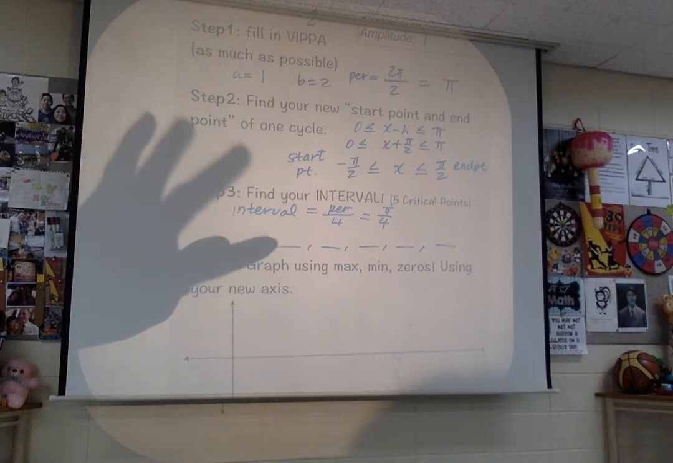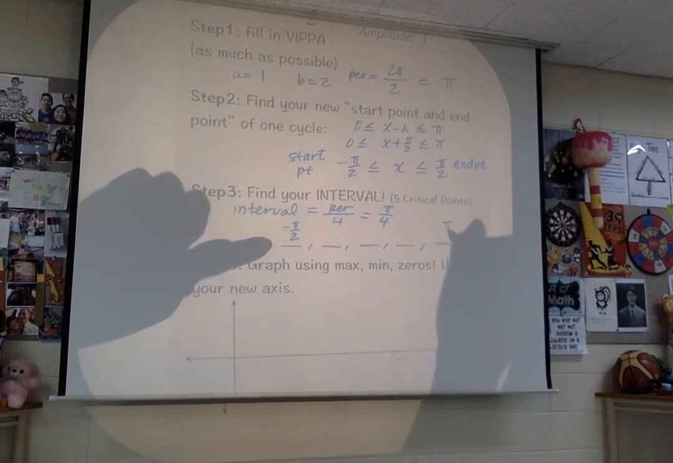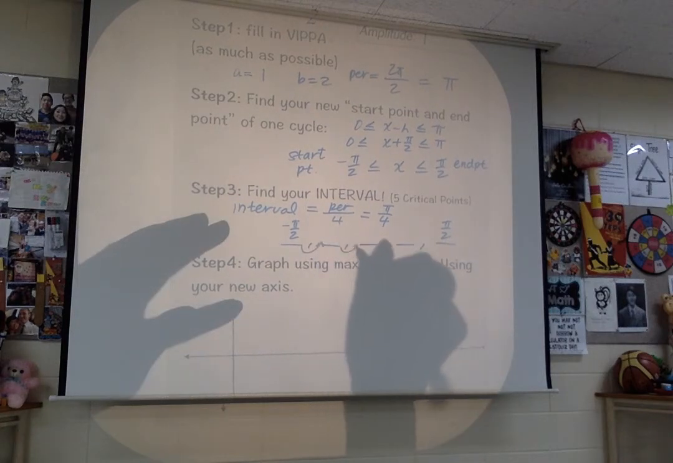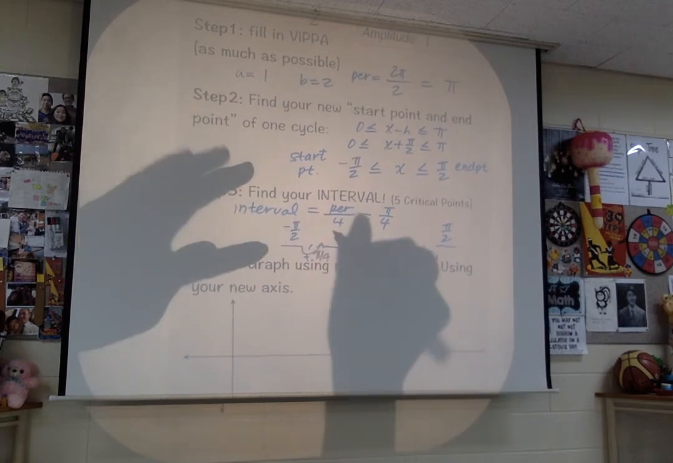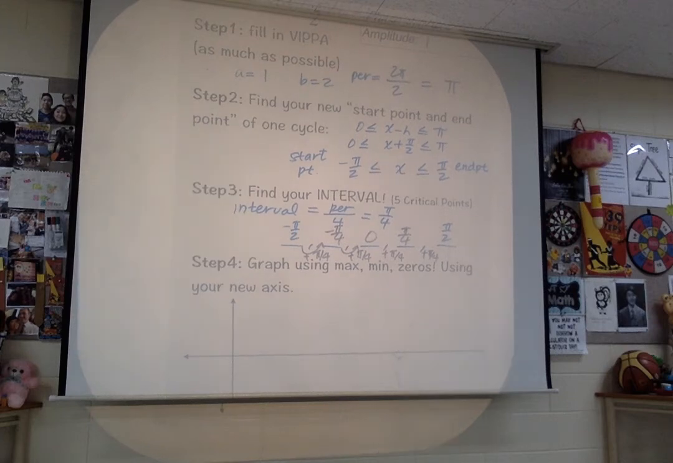Starting point you already know. It's negative pi over 2, and end point is pi over 2. But it's growing by pi over 4. So every time we add pi over 4. Add pi over 4 to get from one to another. So you guys here, did you get negative pi over 4? 0, pi over 4, and if you add, you get pi over 2. Make sure you could get those.